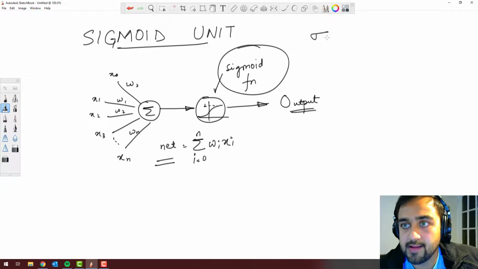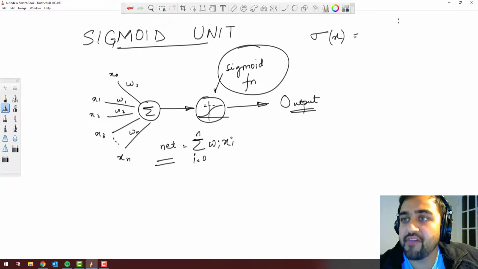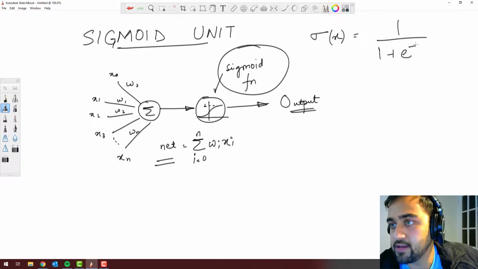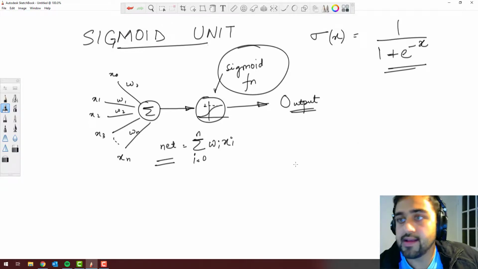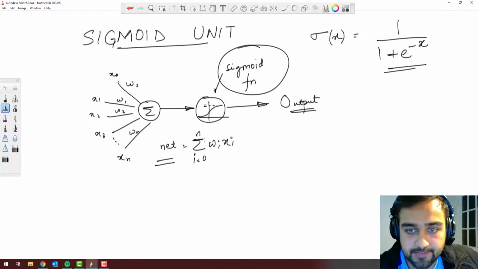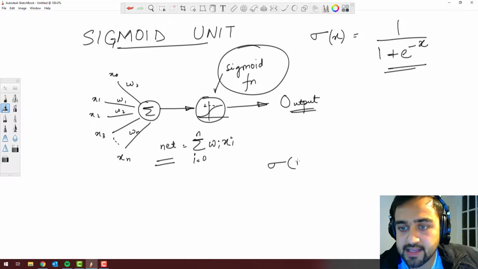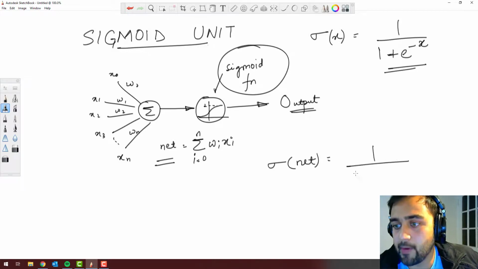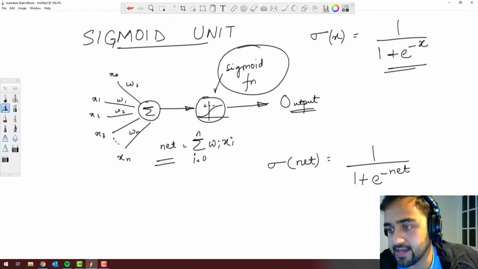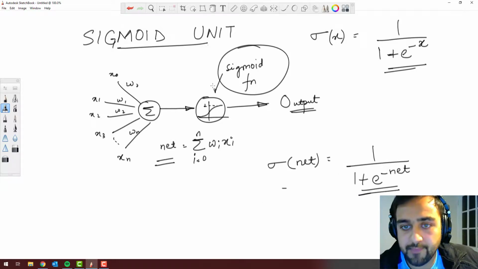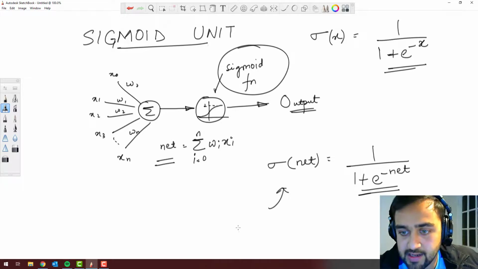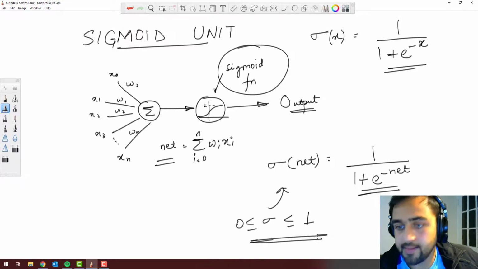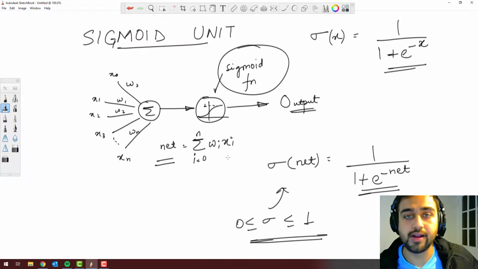Let's describe the sigmoid function by using sigma, the basic symbol for it. Sigma of x is 1 upon 1 plus e to the power minus x. Therefore, using a sigmoid function in this case, what we would get is sigma of net equals 1 upon 1 plus e to the power minus net. The value of sigma, as you can notice from the graph, ranges between 0 and 1. Now, why do we use a sigmoid unit or a sigmoid function in our perceptron?